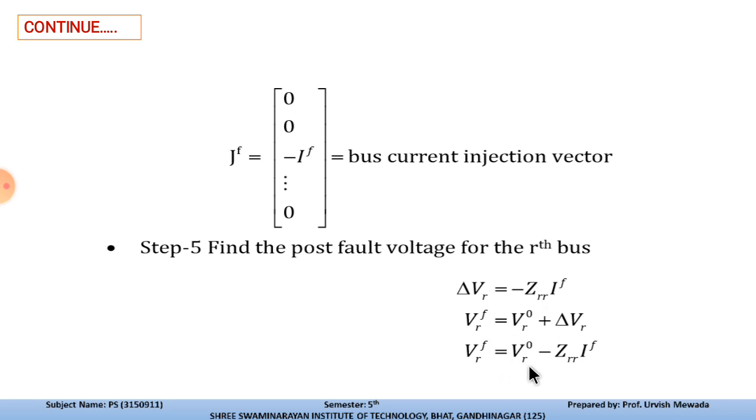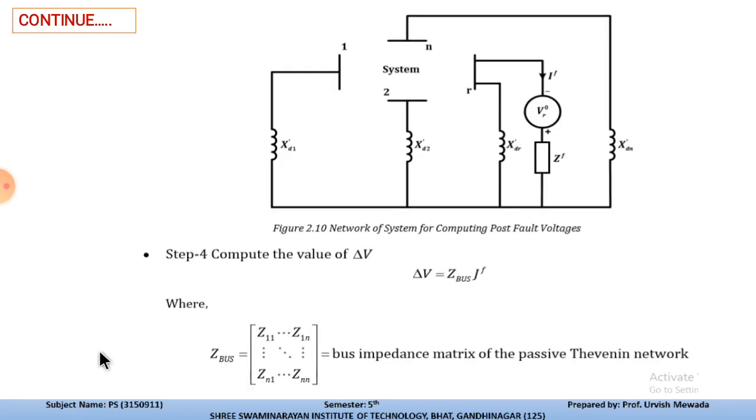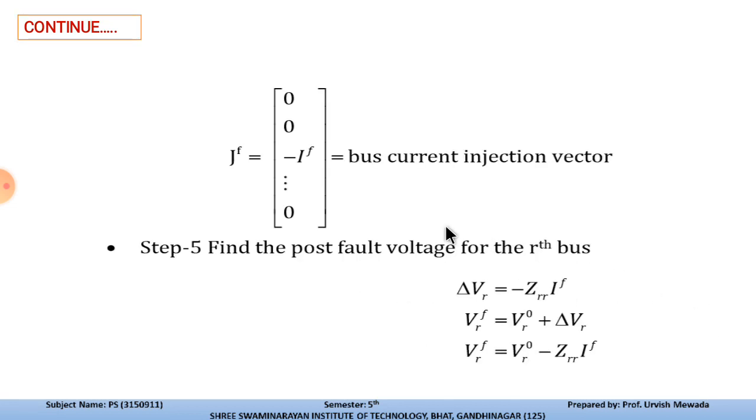So VR at fault is equal to, here we have the value of delta VR. Delta VR is Z bus into I raised to F, but for I raised to F we have the current minus I raised to F, so it is replaced with minus ZRR I raised to F. So this is the formula to determine the voltage of the respective bus where the fault occurs using this algorithm.